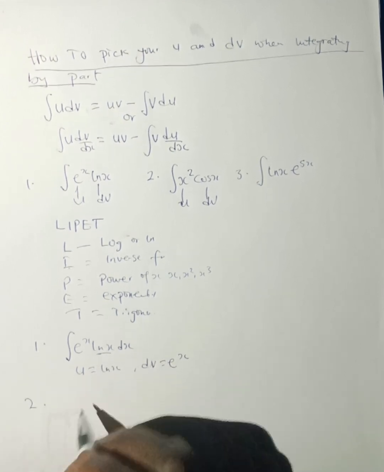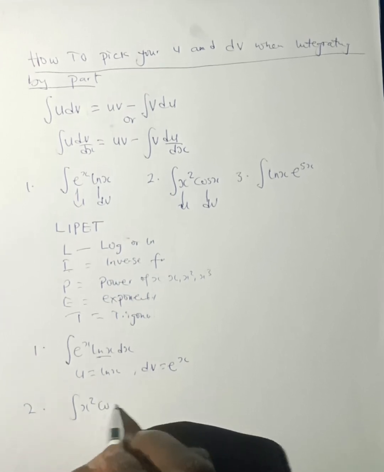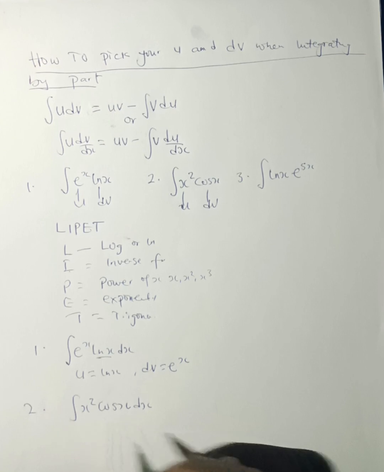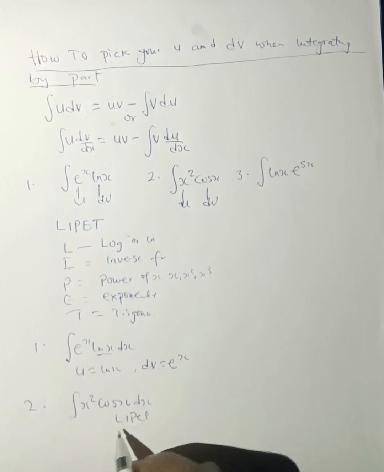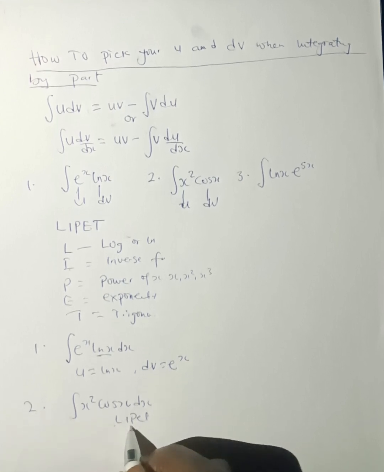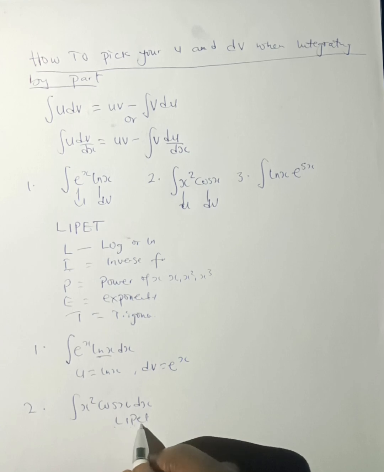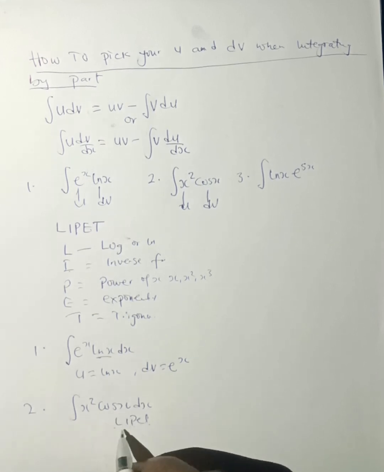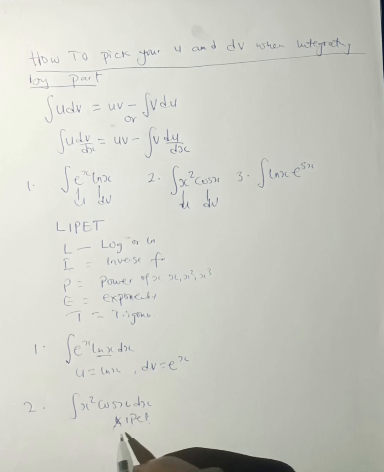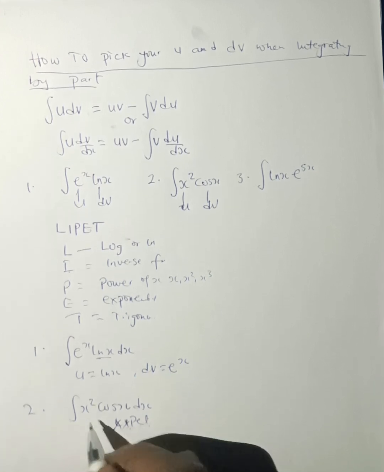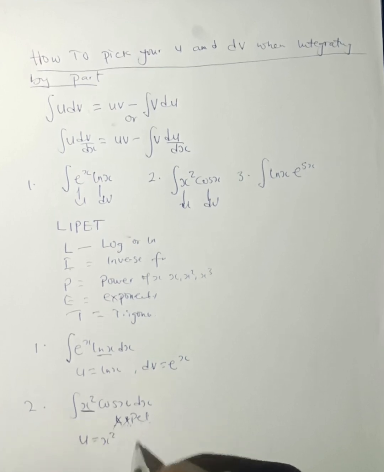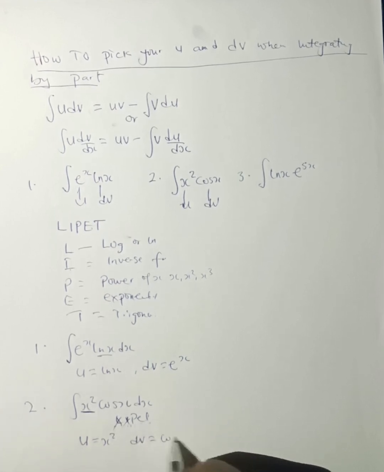Let's take another example, example 2. Integral of s square cos s. Now, how do we know our choice of u? We apply the idea little pet. L for logarithm, I for inverse, P for power, E for exponential, T for trig. Now let's look at this integral. Is there logarithm? No, there's no logarithm. Is there inverse function? No. Is there power of s? Yes, there is s square. So that means our u is s square, and of course our dv becomes cos s.